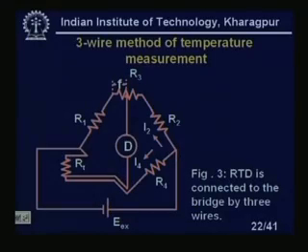So, this is a circuit, you see this RTD is connected to the bridge by 3 wires. 3 wires means, you see here there is one wire, there is another wire, there is another wire. Now, interestingly you see the contact resistance is no more in the bridge. R3 is in the bridge, but the contact resistance is not in the bridge circuit, it is in the galvanometer circuit, or in the detector circuit.